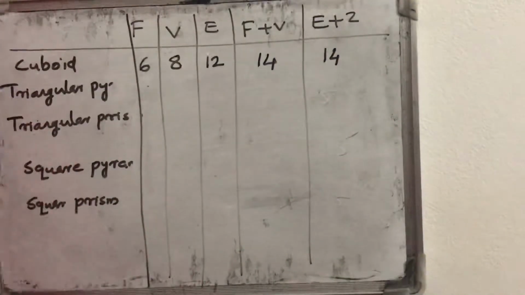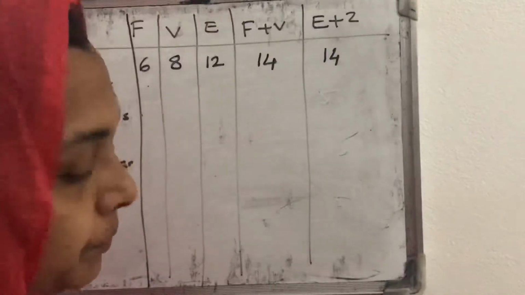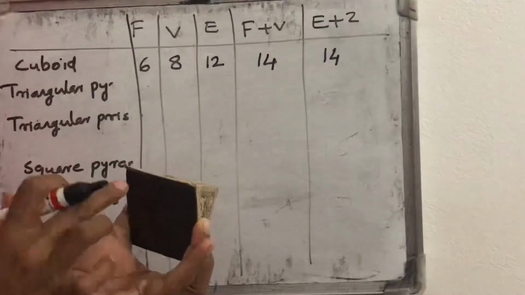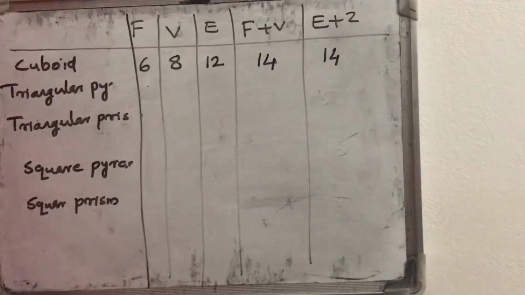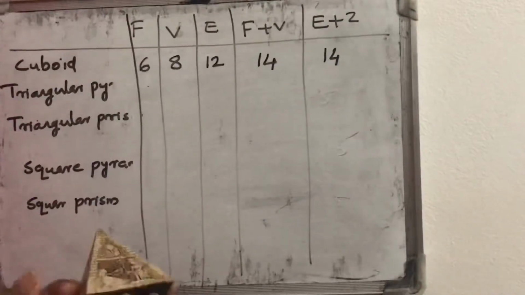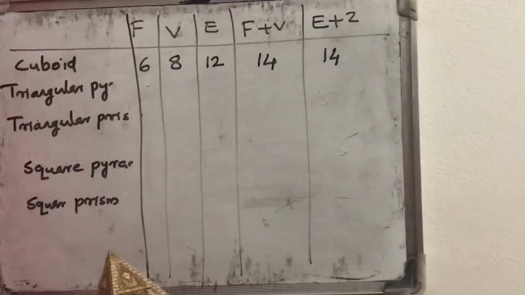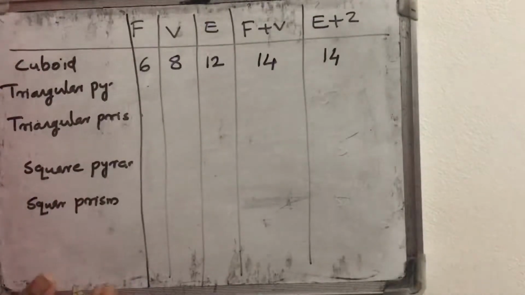Now, in the case of a triangular pyramid, I told you this is a square pyramid. Instead of a square, if it is a triangular pyramid, how many faces will there be? That we can count. Triangular pyramid: on the base, 1 face, and on the lateral, how many faces?